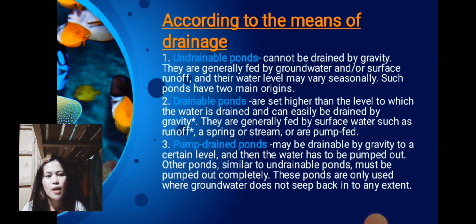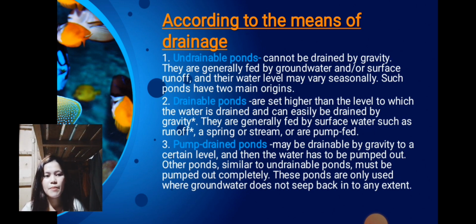Number 2, drainable ponds are set higher than the level to which the water is drained and can easily be drained by gravity. They are generally fed by surface water such as runoff, a spring or stream, or are pump fed. So, a drainable pond is a pond or body of water that has the capability to be drained or have its water level reduced intentionally. Meaning, a drainable pond can be drained, it has the capability to be emptied.